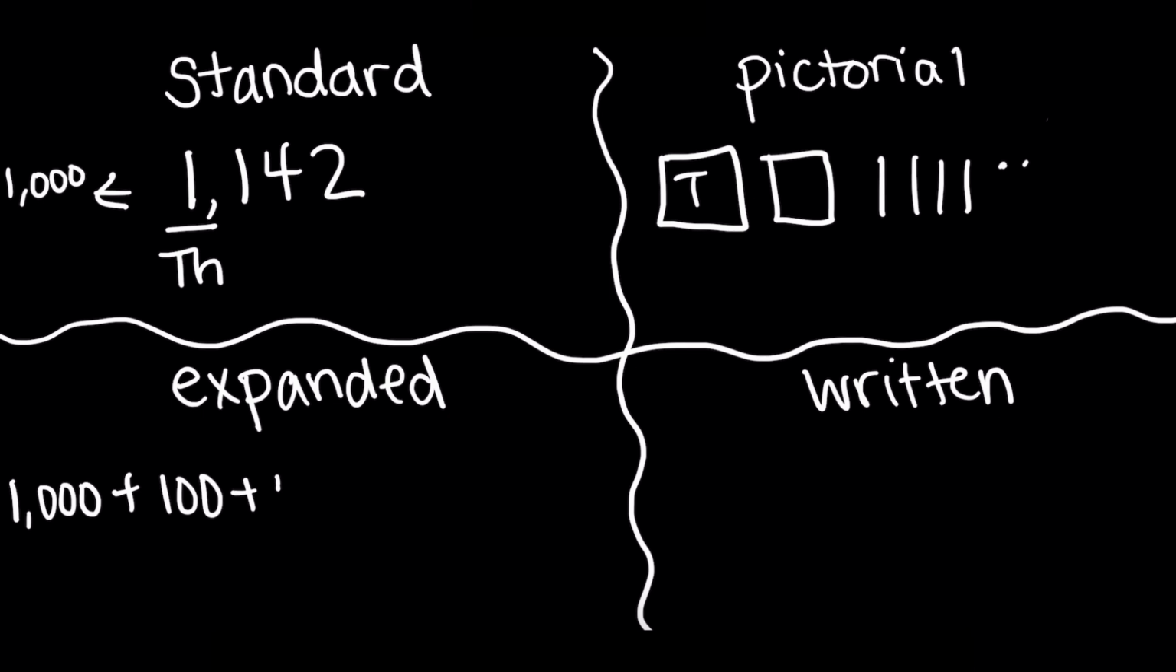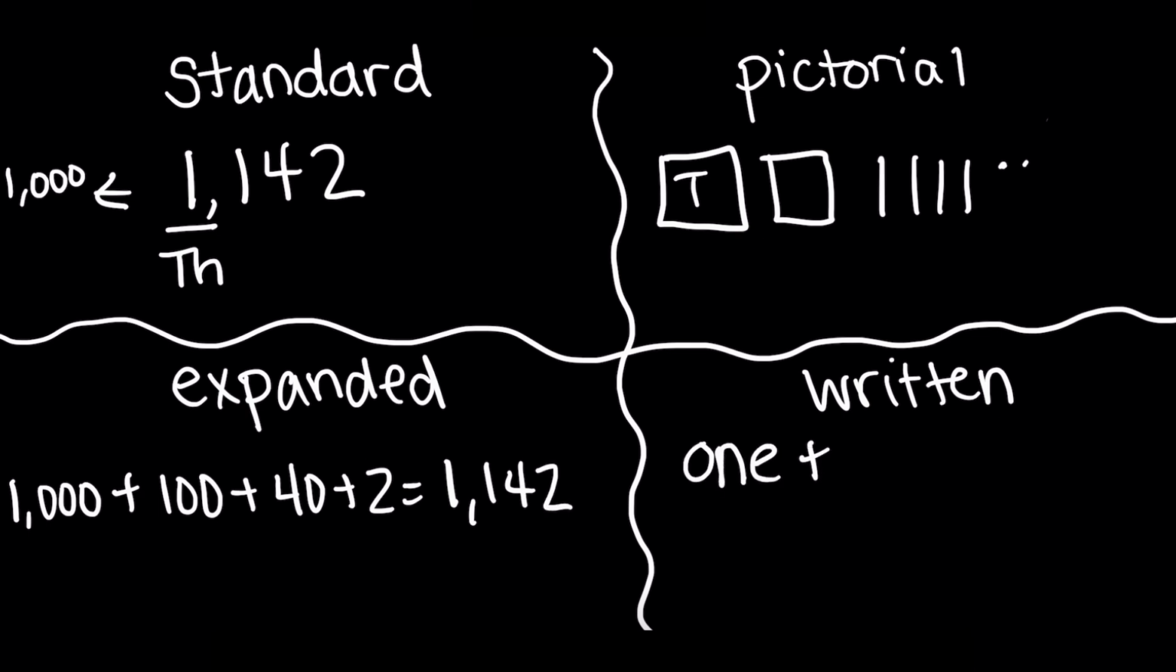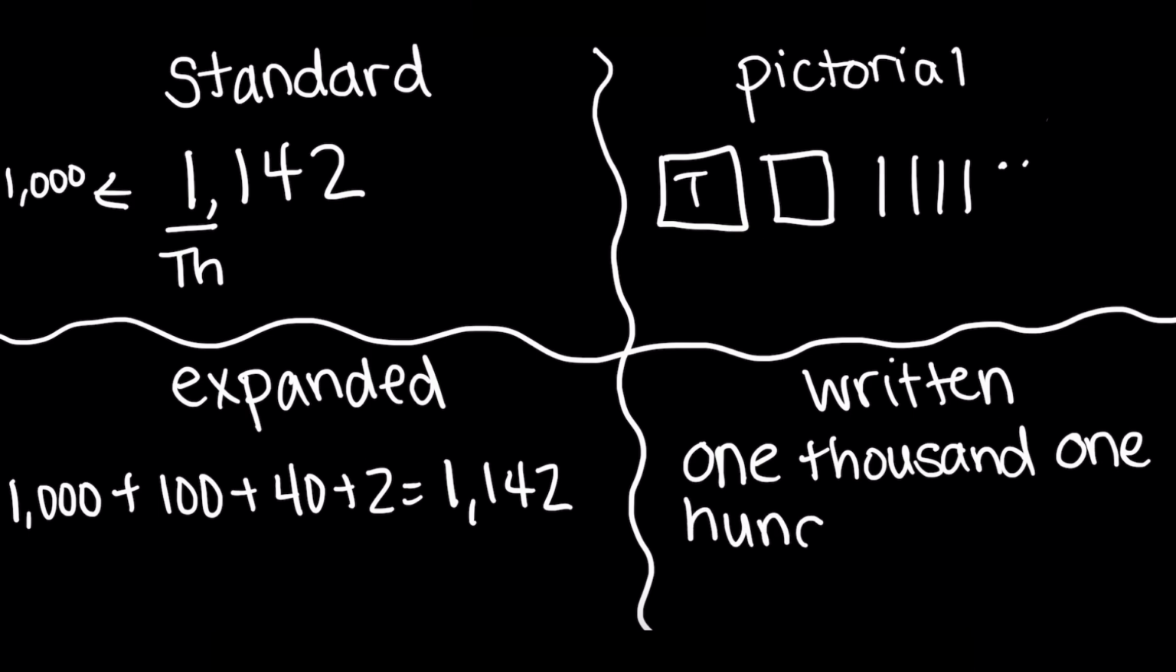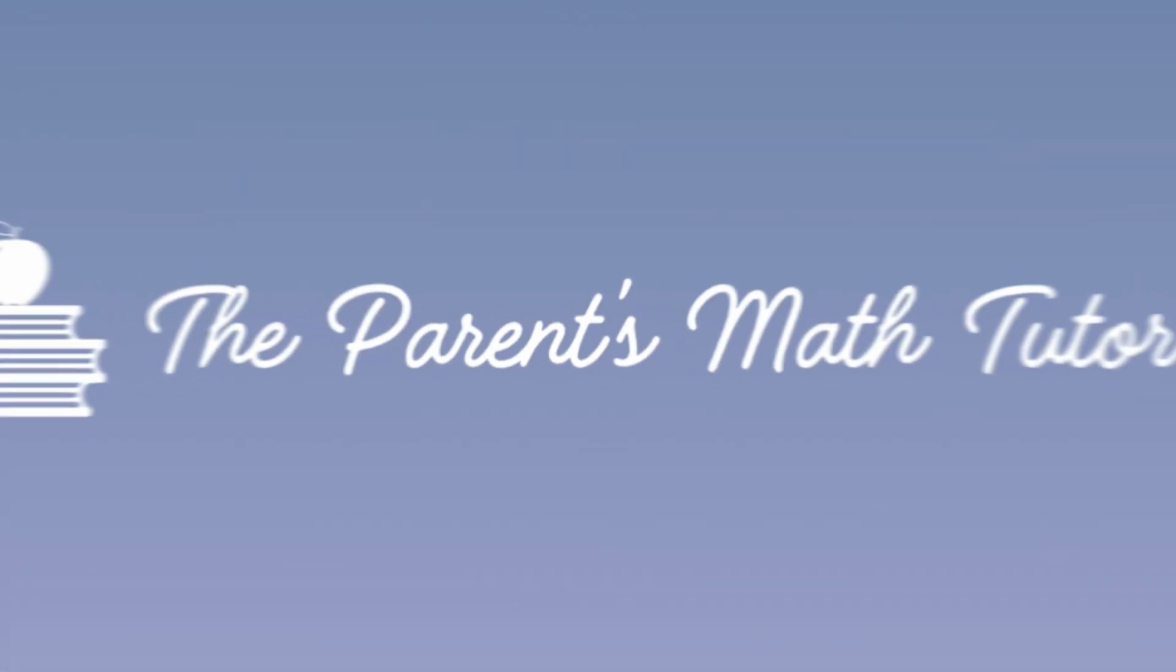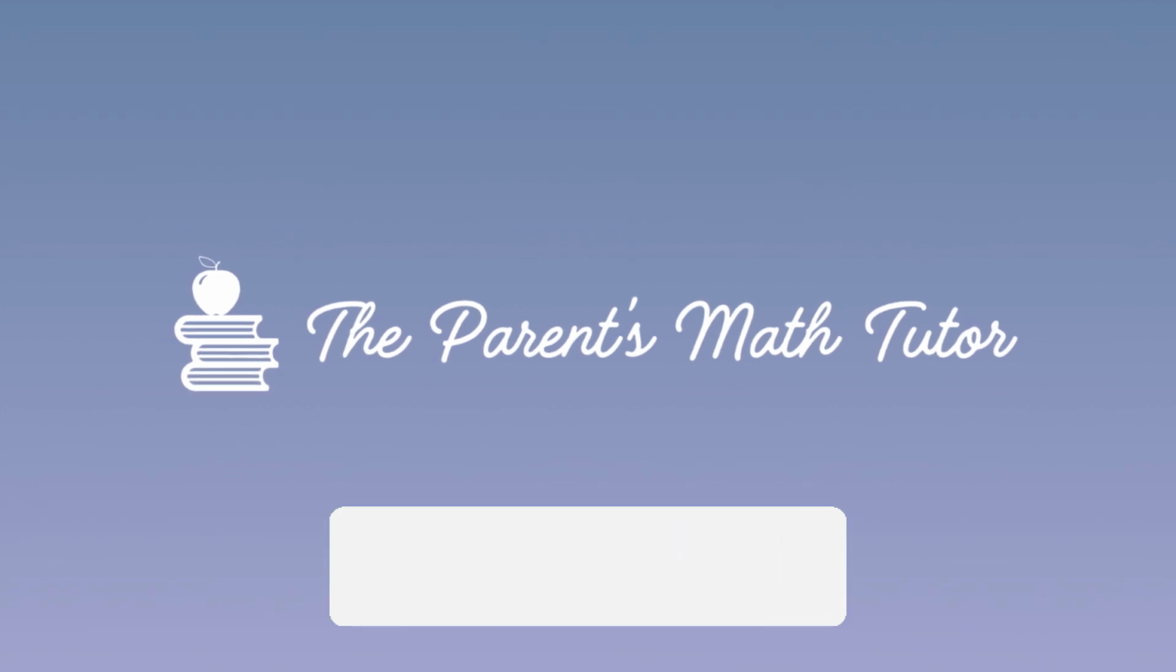Expanded form, we've got to decompose it into its parts. So the 1 from the thousands place becomes 1,000. The 1 from the hundreds place becomes 100. The 4 from the tens place becomes 40. And the 2 from the ones place becomes a 2. And I add all those together. The words I say out loud in this number are 1,142.